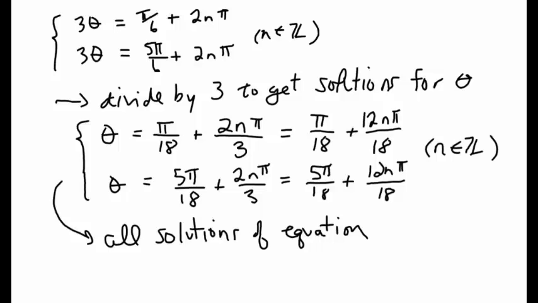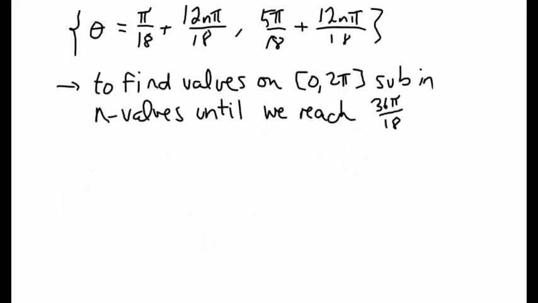So next what we have to do is use this information to figure out all the solutions on 0 to 2 pi. Now that we have all solutions to our original equation, if we want to narrow our view down to the interval 0 to 2 pi, we're going to substitute in particular values of n until we reach 36 pi over 18. Now 36 pi over 18 is 2 pi, and this is the endpoint of our interval. So if our interval was from 0 to pi, I'd go until I reached 18 pi over 18.